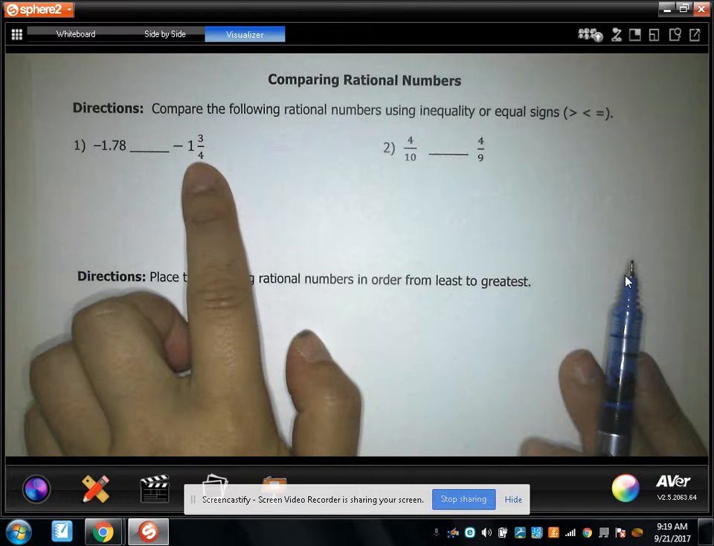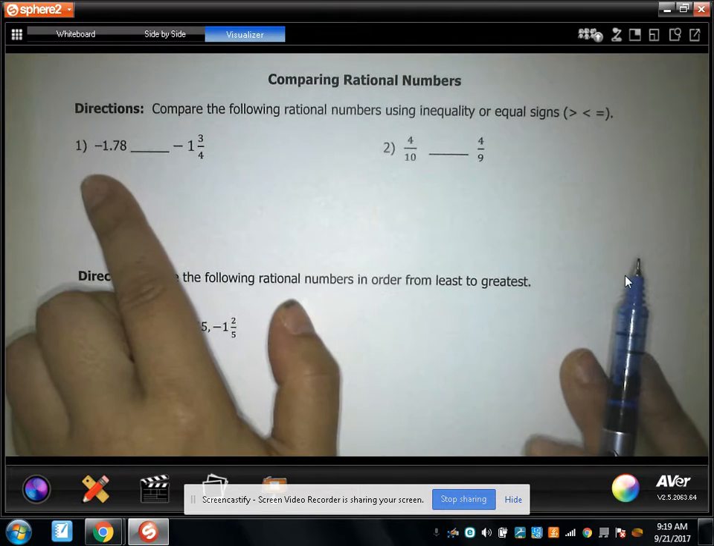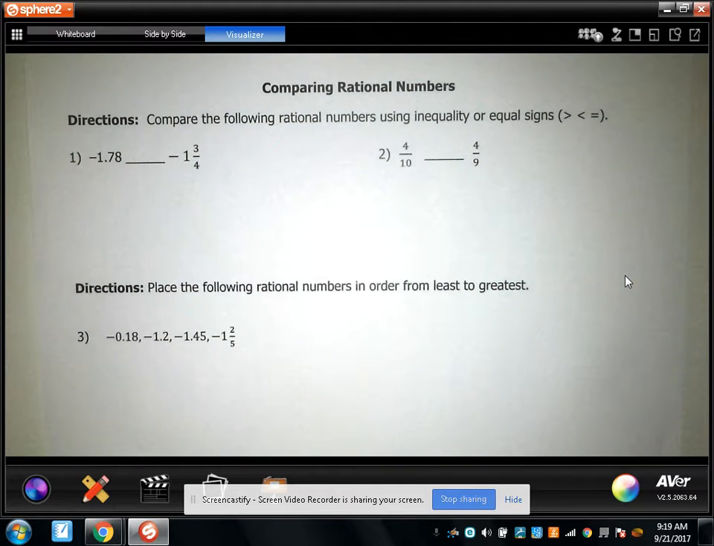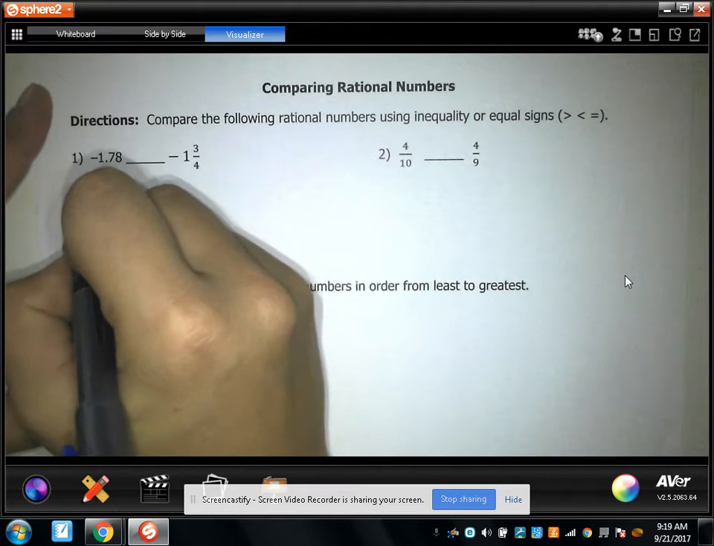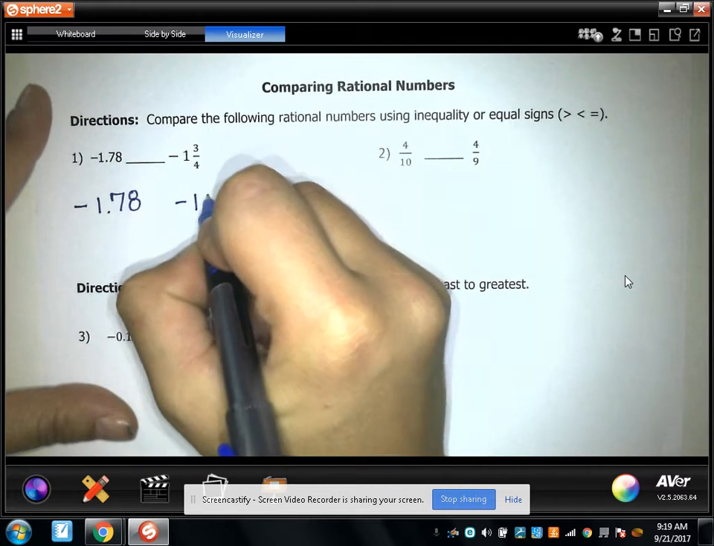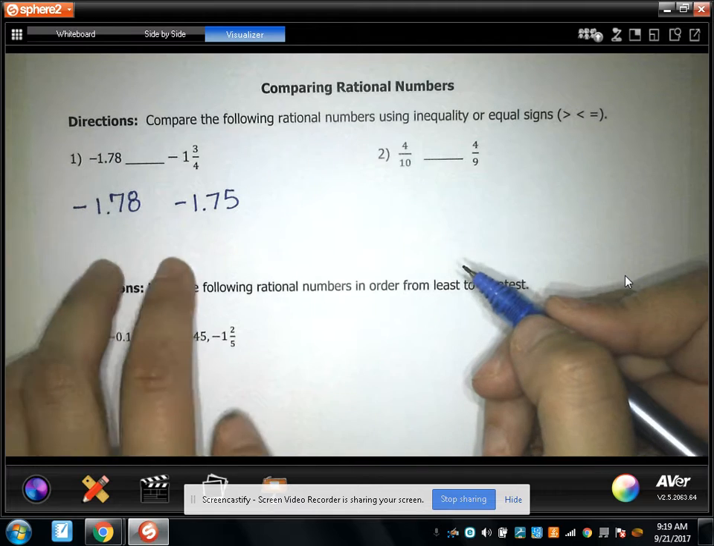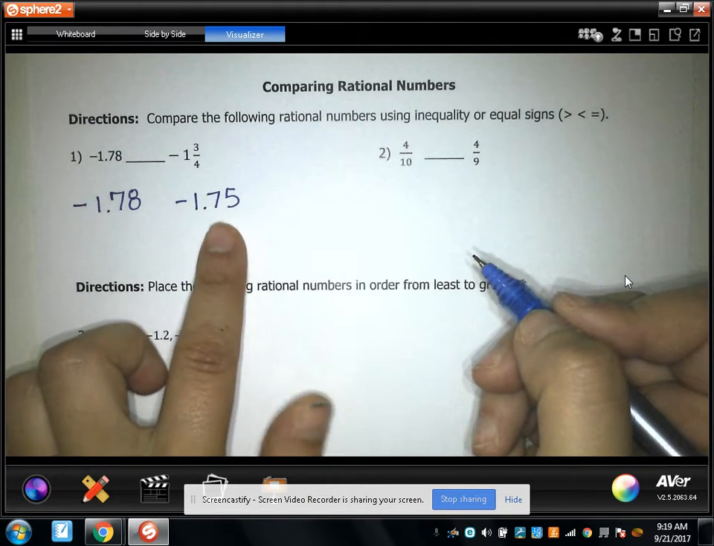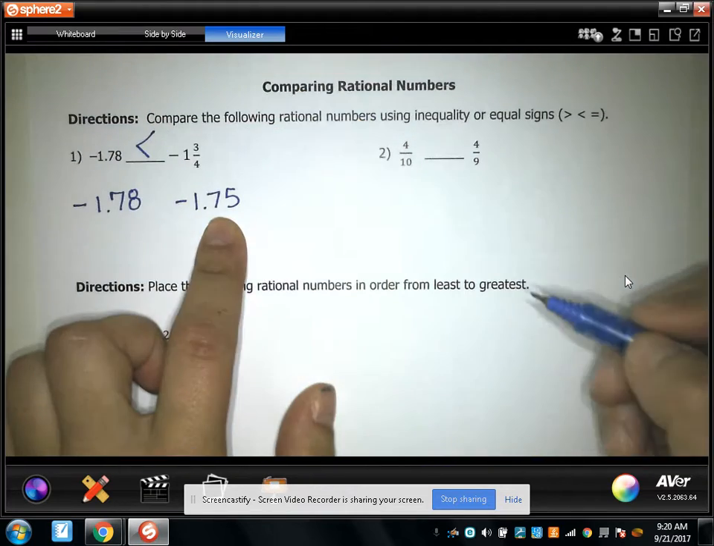So if one number is a fraction and others are a decimal, or if they're both fractions but they have different denominators, it's kind of difficult to know which one's bigger and which one's smaller. I make them all look like decimals, and I think about them like money, and it really helps me compare them. So for instance, this is like owing someone $1.78, and this is like owing someone $1.75. Since it's negative, it's like owing money, and I'd rather owe only $1.75, so this would be the better option.